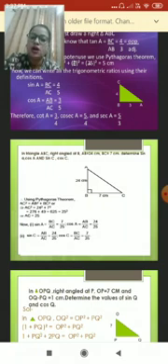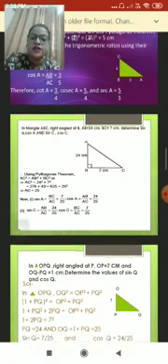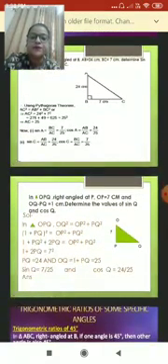Sine C, when I talk about sine C, my perpendicular changes. My perpendicular in this case is AB. So perpendicular by hypotenuse, that is 24 by 25. Cos C is equal to BC by AC, which is 7 by 25. Okay, let us do one more example here. In triangle OPQ, right angled at P, OP is equal to 7 cm and OQ minus PQ is equal to 1 cm. Determine the values of sine Q and cos Q.